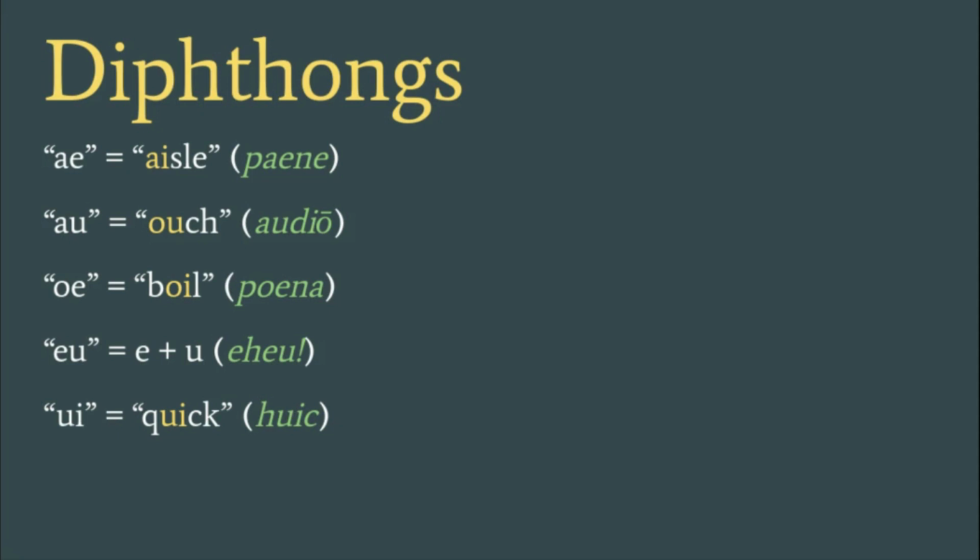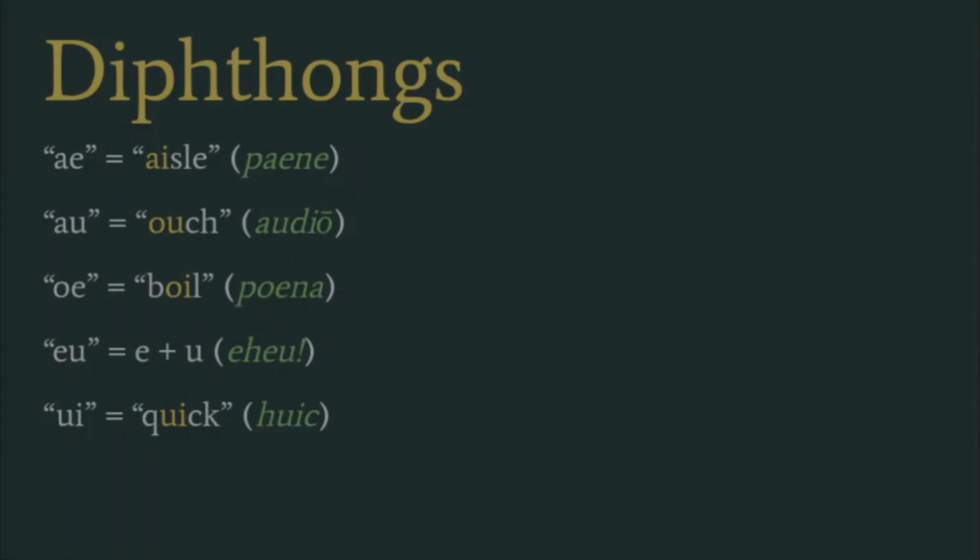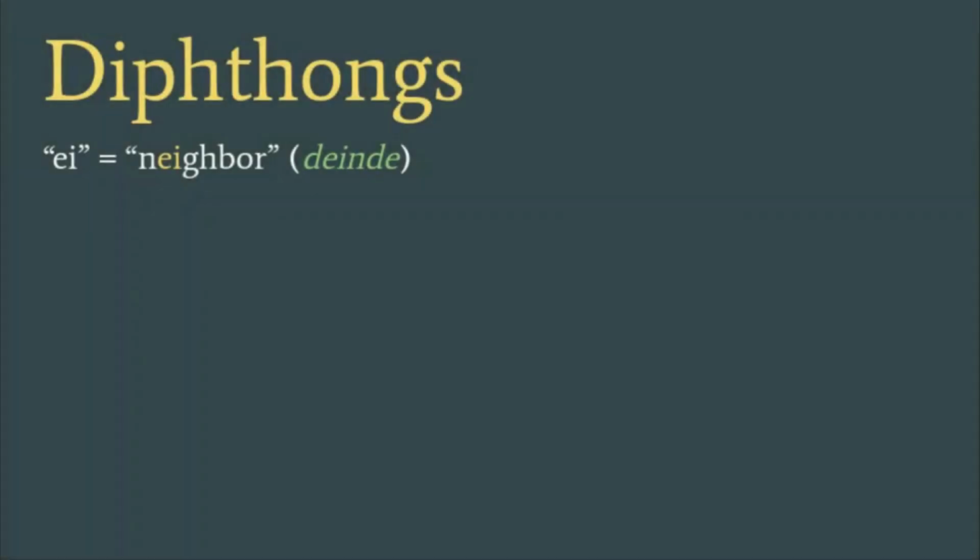And lastly, we have the UI. That UI sound makes the same sound as the UI in quick. It's a wh sound. So over to the right in green, we have quick, right? So if you think of the word quick, that's a pretty good replication of what you're seeing. The last diphthong that we have is EI. So in Latin, EI makes an A sound like the English word neighbor. So in Latin, the word in green would be dende.